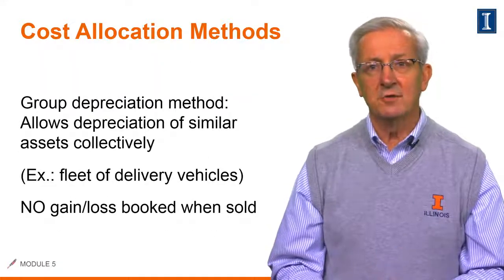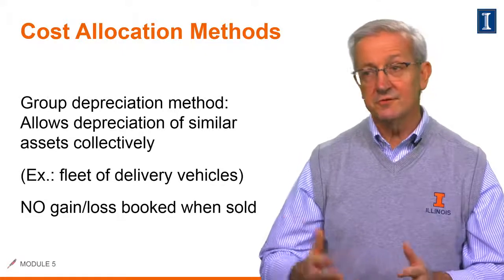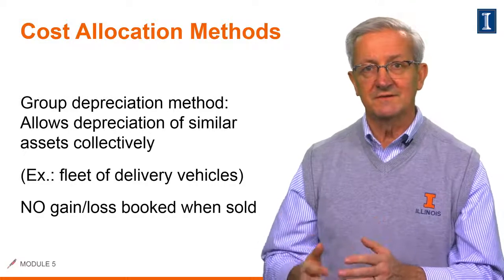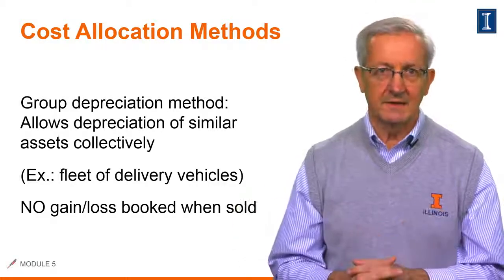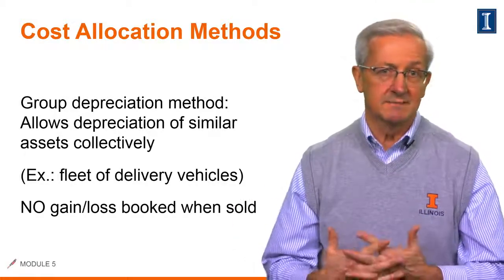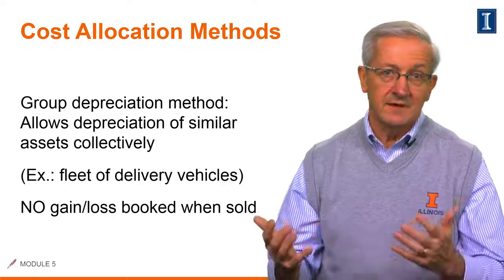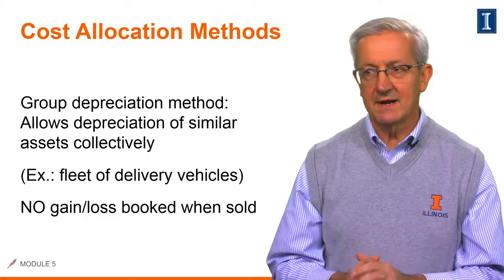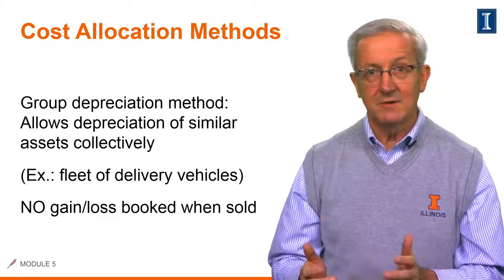Let's take a look at some other cost allocation method issues. First, you have a group depreciation concept, which allows depreciation expense of similar assets to be collectively put together. An example might be a fleet of delivery vehicles, say for the United States Postal Service trucks. The key here is there's no gain or loss recognized when any of these similar assets are sold.